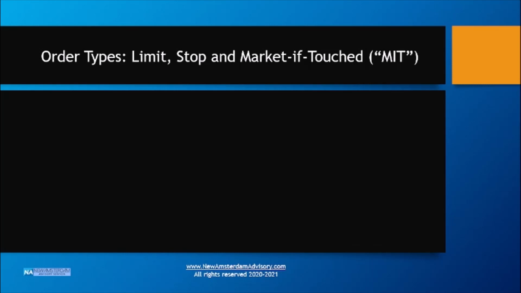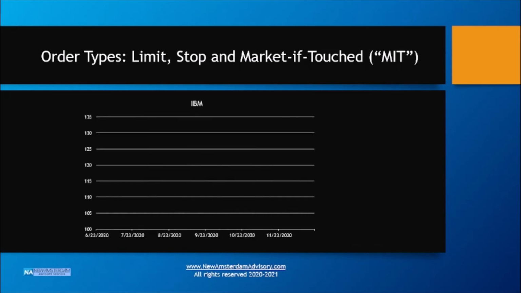Let's look at a couple of different order types and see how they play out in the market. Specifically, we'll focus here on limit orders, stop orders, and market touched orders. Let's just take an example. Let's look at IBM stock over the period of a couple of months here, and let's see how different order types would play out.